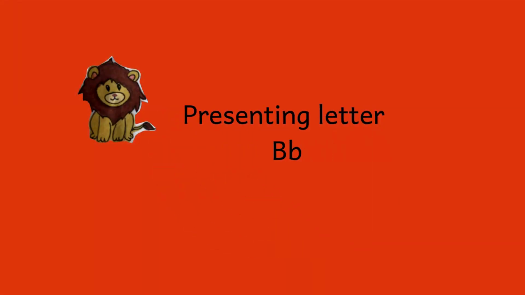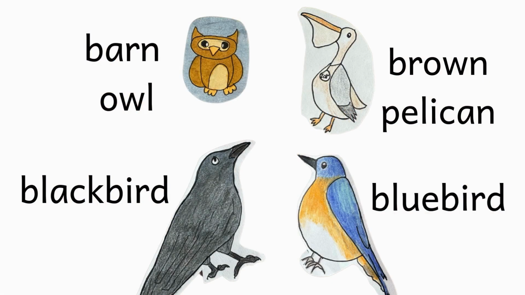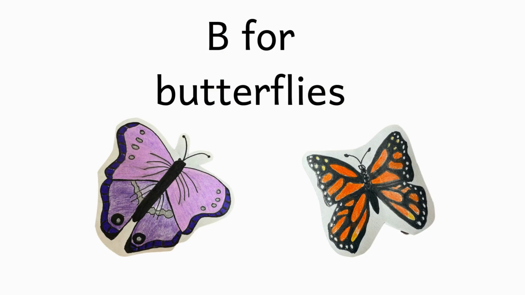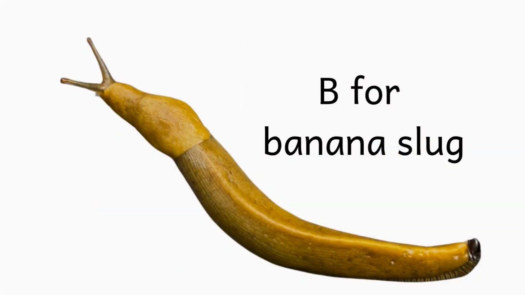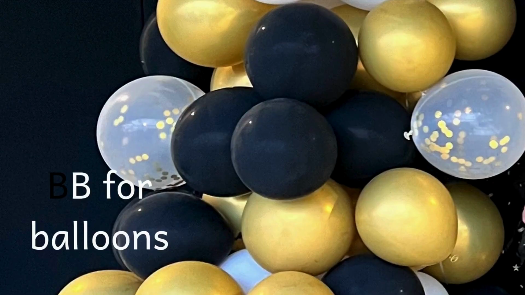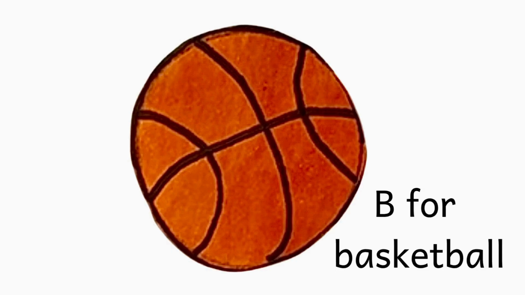Presenting the letter B. B for birds: barn owl, brown pelican, blackbird, bluebird. B for butterflies. B for banana slug. B for balloons. B for basketball.